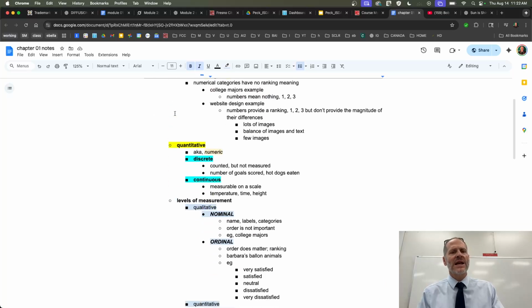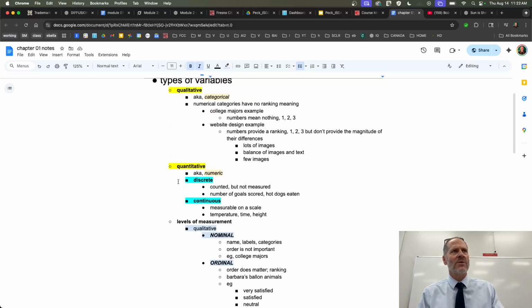And then we looked at different types of variables. We learned about qualitative and quantitative. Qualitative is also categorical. Quantitative is numeric. We have discrete and continuous. Discrete are whole numbers, right? Integers. And continuous are fractions or decimals. So you guys are just going through all this.